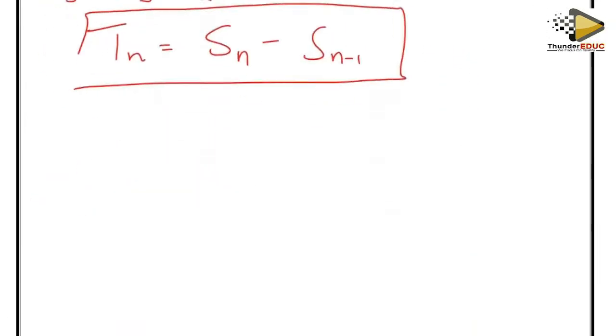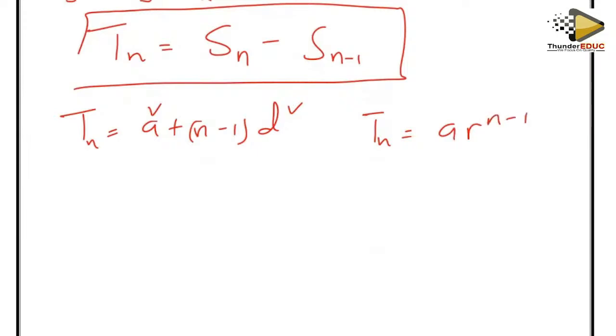Okay, I think basically that's all we have to say about the sequences and series. So remember, for arithmetic, it's a plus (n minus 1) into d. You have to know the definitions of a and d. And then for the geometric, we said it's ar to the exponent of n minus 1.